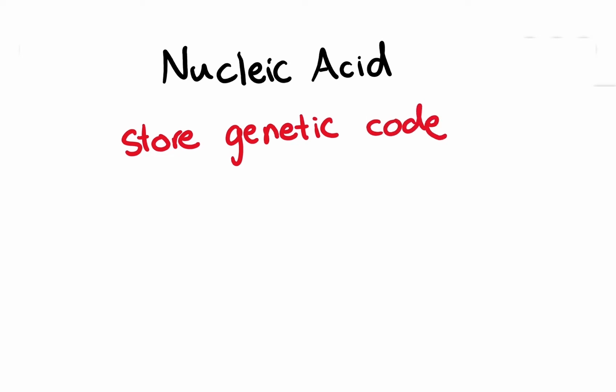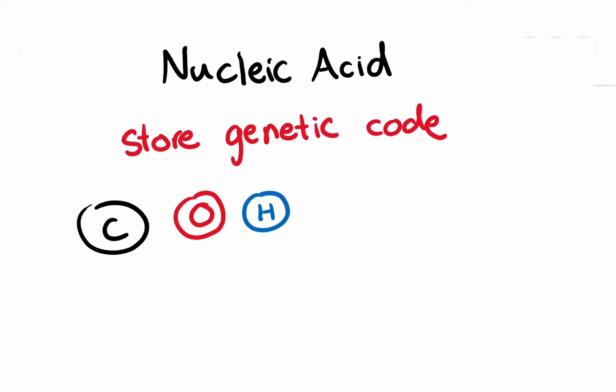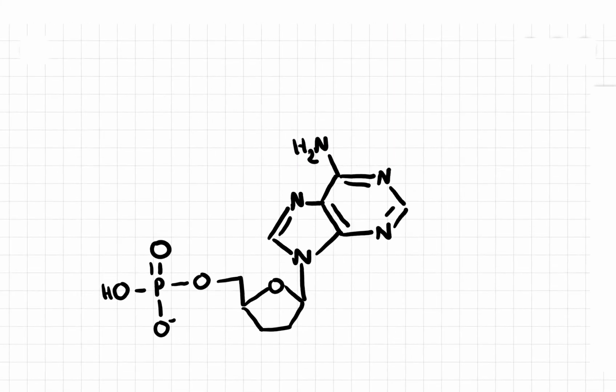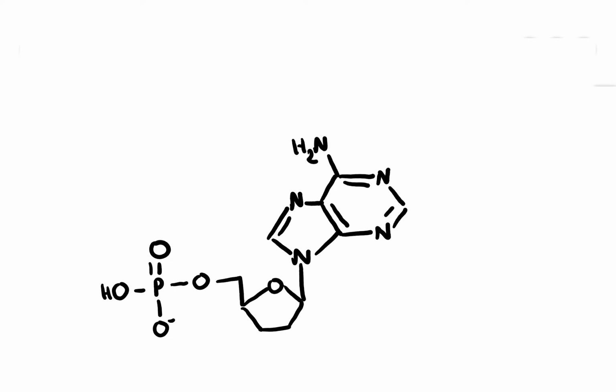Nucleic acids are made up of the following elements. You have carbon, oxygen, hydrogen, nitrogen, and phosphorus. And phosphorus is one of the elements that we haven't seen before in carbohydrates and proteins. So I've drawn out a nucleotide, which is the monomer of nucleic acids. So let's label this nucleotide.